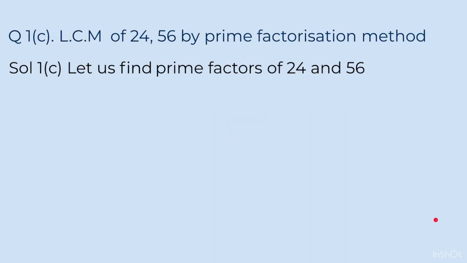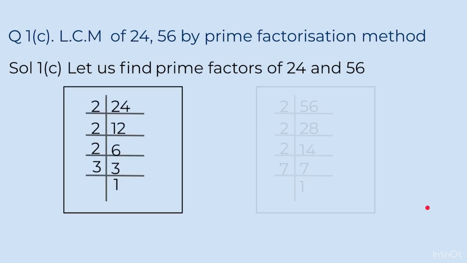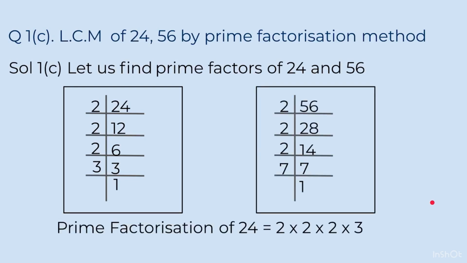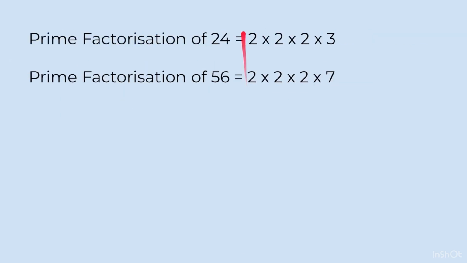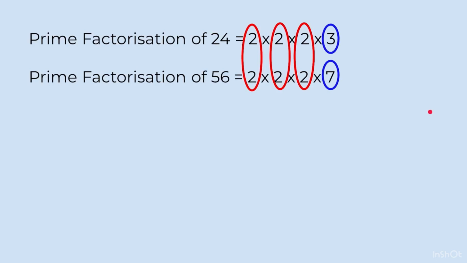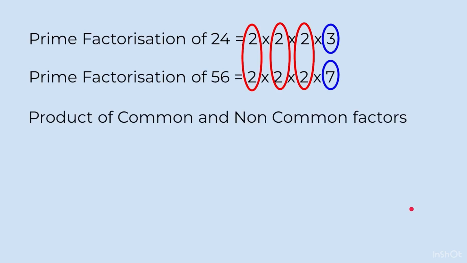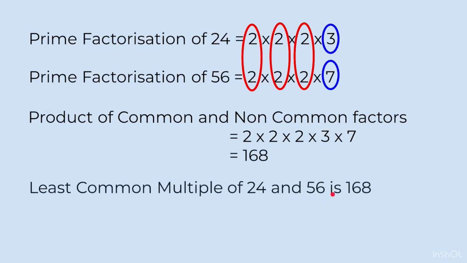Then the C part was to find the LCM of 24 and 56. Prime factorization of 24 is 2 into 2 into 2 into 3. Prime factorization of 56 is 2 into 2 into 2 into 7. Now we have these 3 pairs of 2 as the common factors and 3 and 7 as the uncommon factors. The product is 2 into 2 into 2 into 3 into 7. This gives us 168. So the LCM of 24 and 56 is 168.